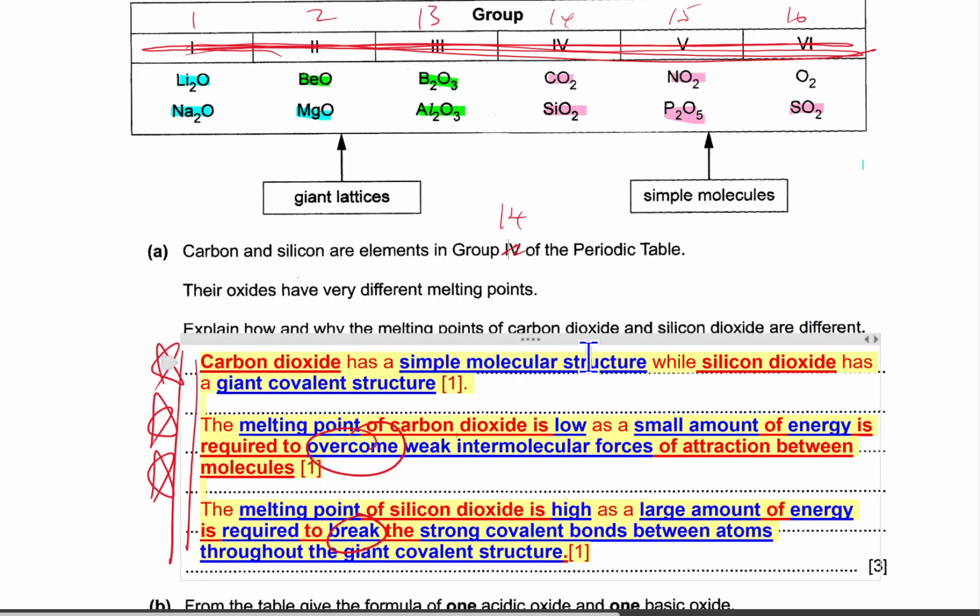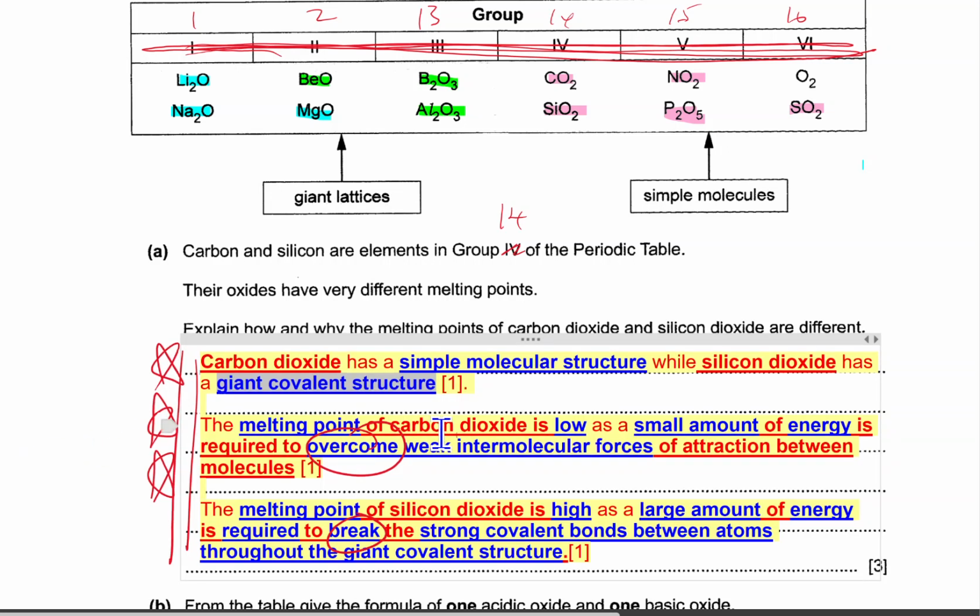First of all, they did not say which is high and which is low. They just say different. So in your answer, you must be very specific to mention that silicon dioxide is high and this one is low. Carbon dioxide exists as a simple molecular structure. Please memorize that properly. Silicon dioxide exists as a giant covalent structure. Try not to use the words giant molecular structure, because silicon dioxide is actually not a molecule but a giant structure where all the atoms are joined by strong covalent bonds. So let's just say a giant covalent structure.